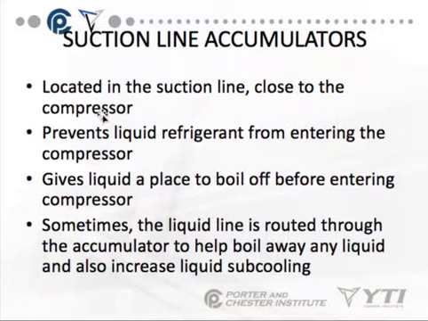Suction line accumulators are located in a suction line close to the compressor. All these do is prevent liquid refrigerant from entering the compressor. It gives liquid a place to boil off before entering the compressor. Sometimes the liquid line is routed through the accumulator to help boil away any liquid and also increase subcooling. We want to make sure that even in low temperature operations, we do not have liquid refrigerant getting back to the compressor. The other place where you find these suction line accumulators is in heat pump systems.